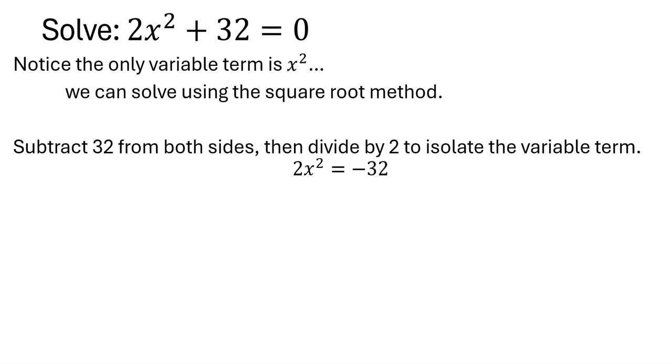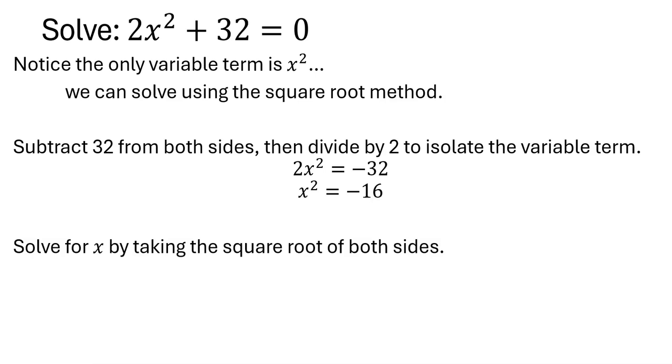So when I subtract 32 from both sides, I get 2x squared equals negative 32. Then I divide both sides by 2, and I end up with x squared equals negative 16. Now that I have isolated the x squared, I can solve for x by taking the square root of both sides. Now, when you have the square root of a negative, that's where we get our i.